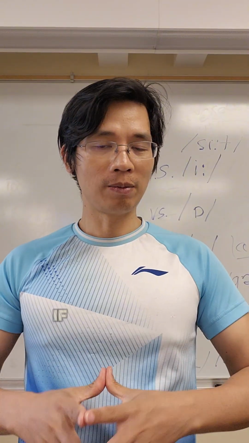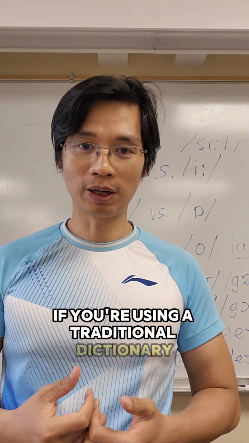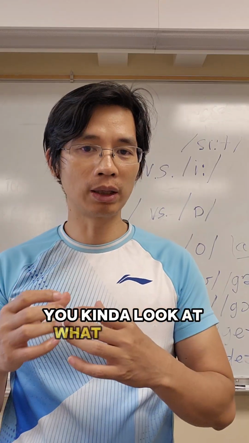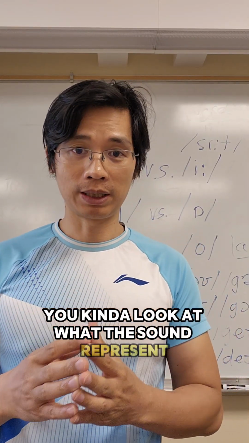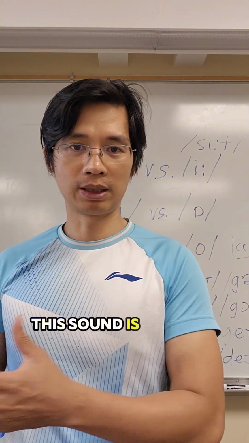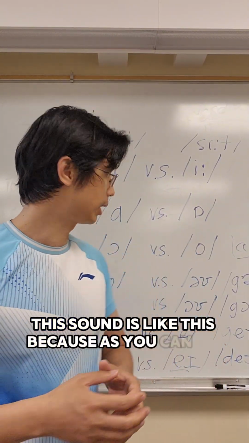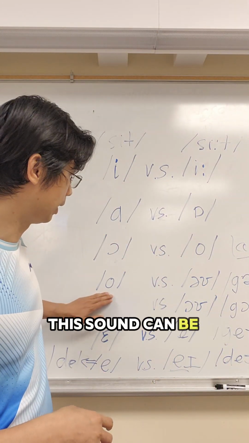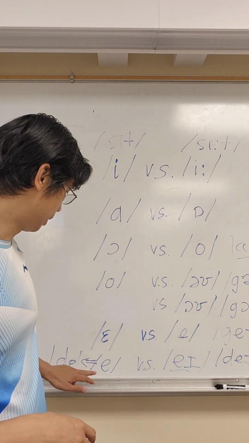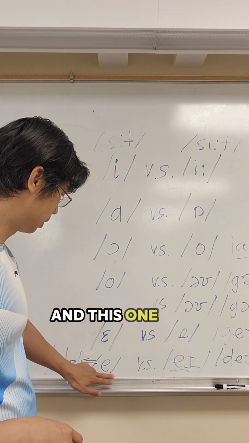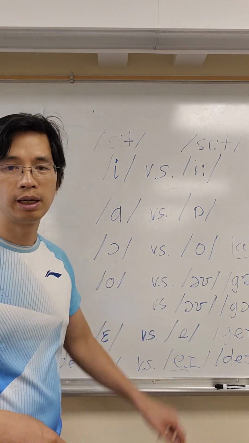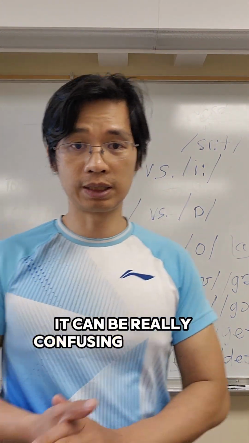And if you're using a traditional dictionary, look at what the sound represents and don't assume that, okay, this sound is like this, because as you can see, this symbol can be either aw or O, and this one can be either E or A. It can be really confusing sometimes.